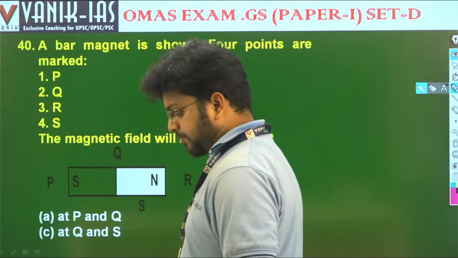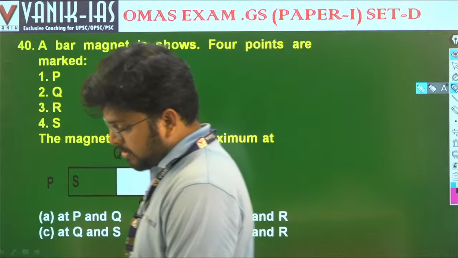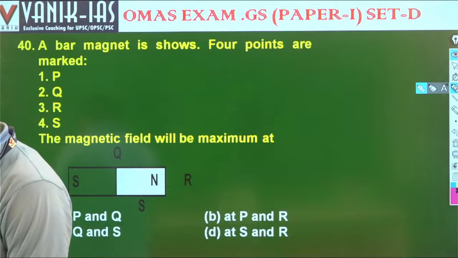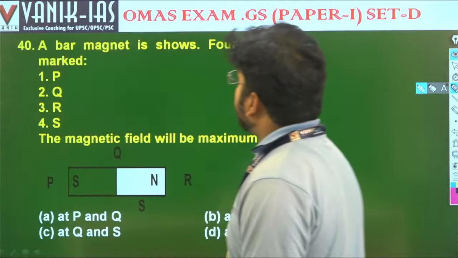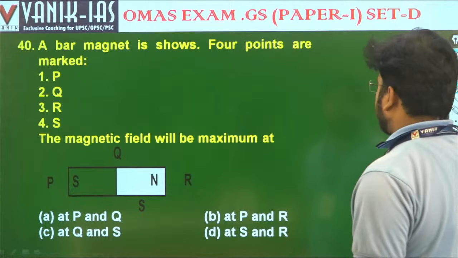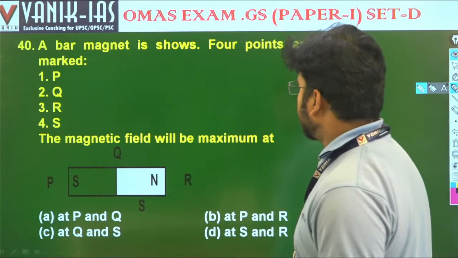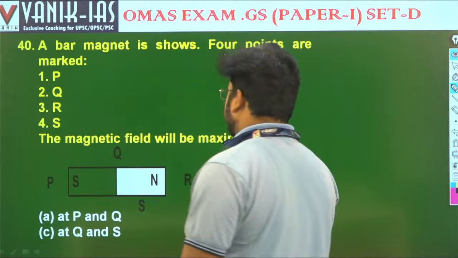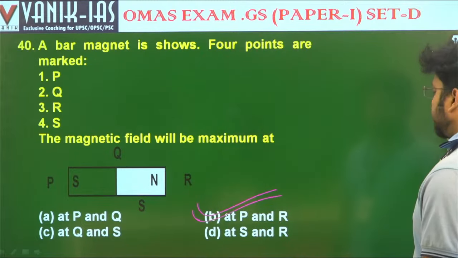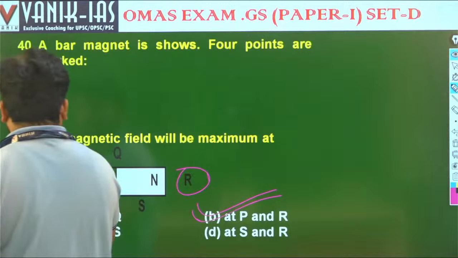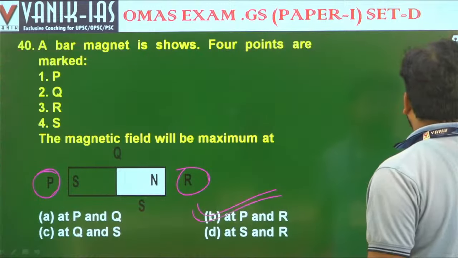Next question is, a bar magnet shows 4 points P, Q, R, S. At which points do we have the maximum magnetic field? It is an experiment, if you remember that experiment from 12th class, then you can know that in the P and R region there will be the maximum amount of magnetic field, right? They have asked so many questions from physics. So B is the answer. At P and R there will be the maximum magnetic field. Right, the compass will turn around here.